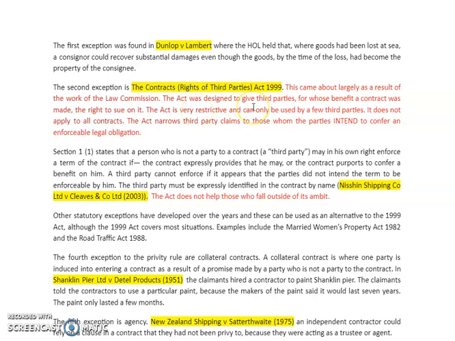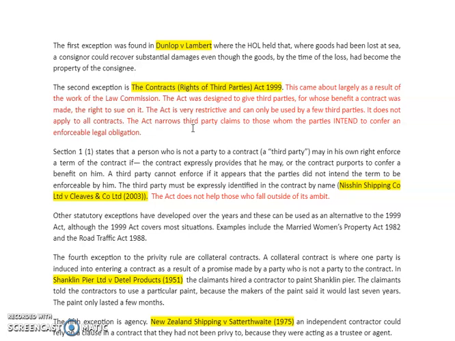And this act came about largely as a result of the work of the Law Commission. They'd written that report in 96. And the point of this act was to give third parties for whose benefit a contract was made the right to sue on it. And the act is very restrictive. It can only be used by a few third parties, and it doesn't apply to all contracts either.